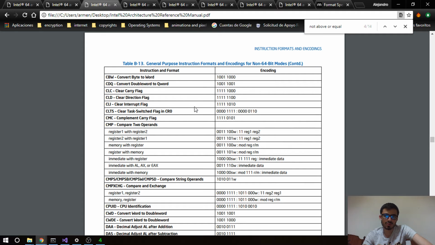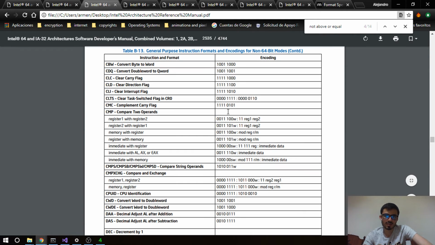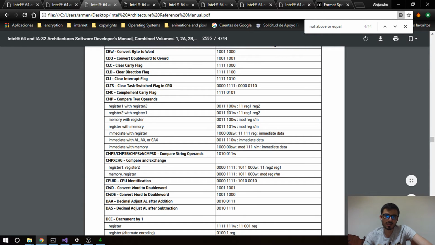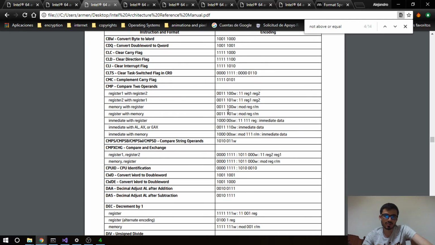Convert byte to word. Okay. Simple encodings, no more mod RMs and crazy stuff. CLI clears a flag. Compare has special mod RMs and stuff because it's needed. Some immediates.